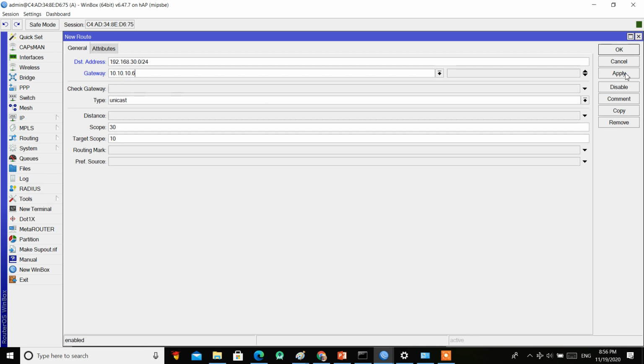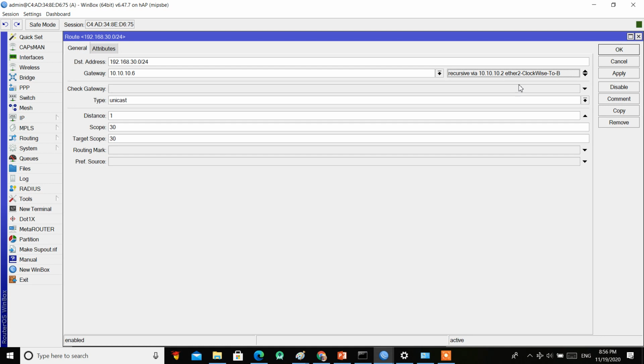If I hit apply, it says unreachable. It means I don't know its net ID. But I tell it, okay, it's a static route, but look for the gateway using another static route. Apply. Recursive via 10.10.10.2.